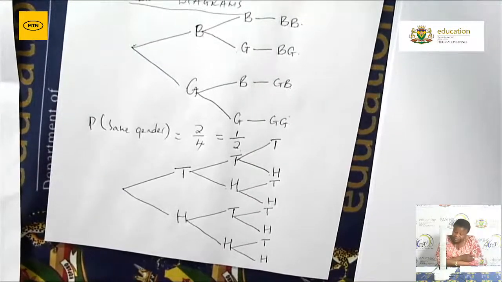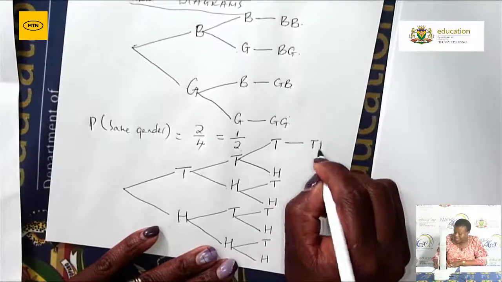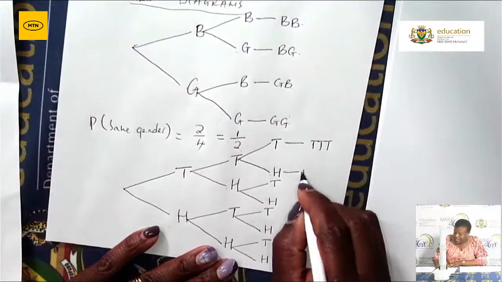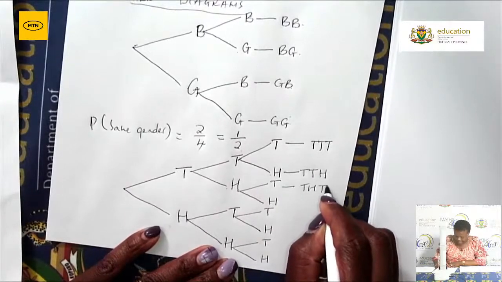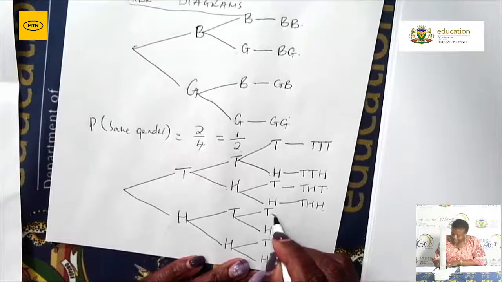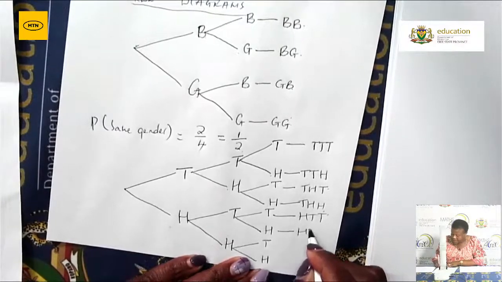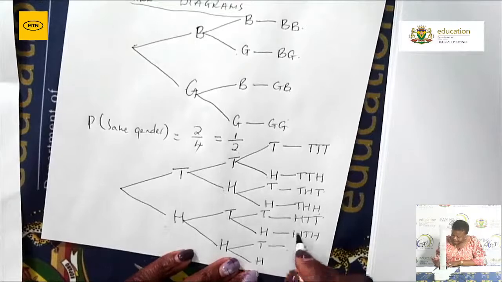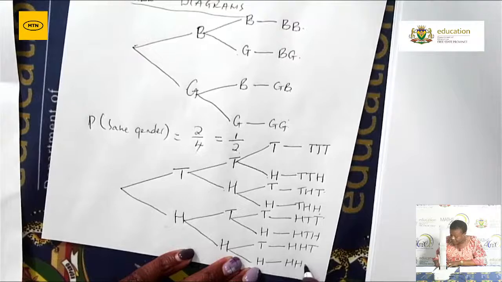And now the question will be, how many outcomes do we have now, because we tossed one coin 3 times. So the possible outcomes will be triple tail, followed by tail, tail and head, followed by tail, head and tail, and followed by tail, head and head. And the other one will be head, tail and tail, followed by head, tail and head, and the other attempt is head, head and tail, and lastly it will be triple head.